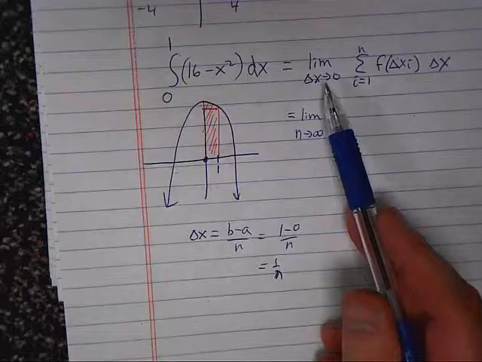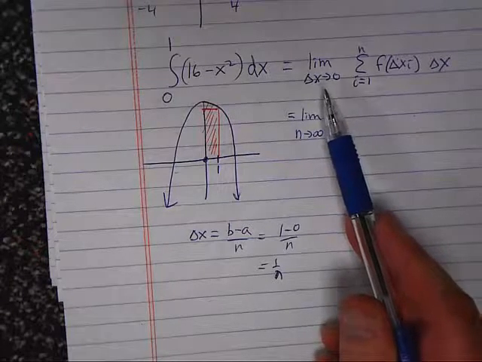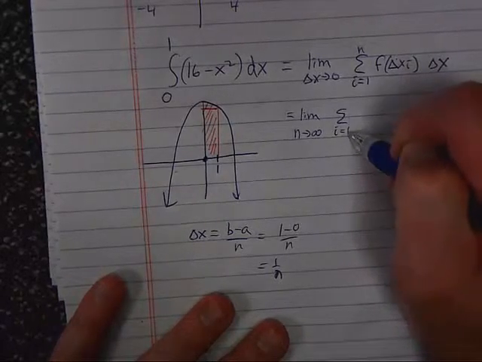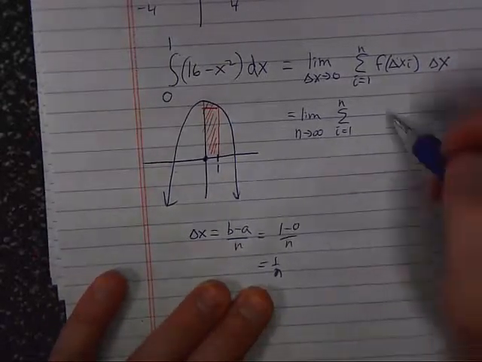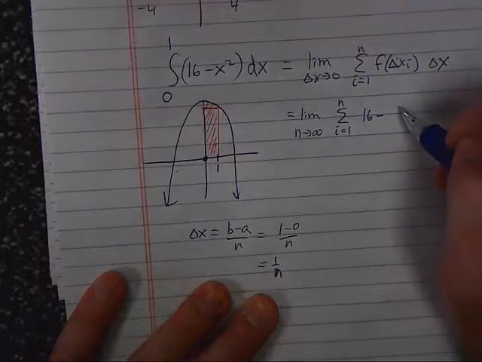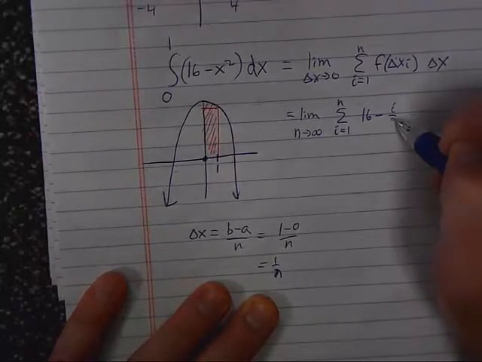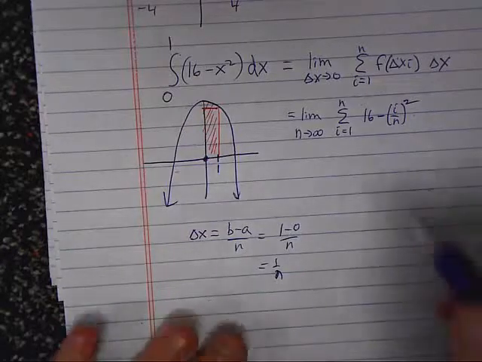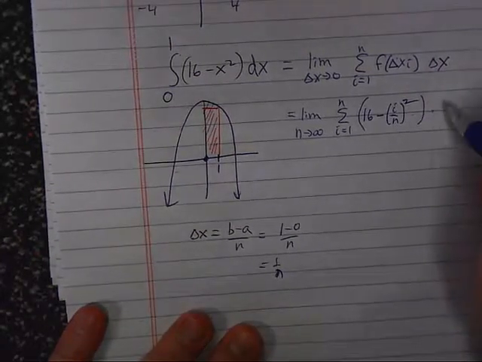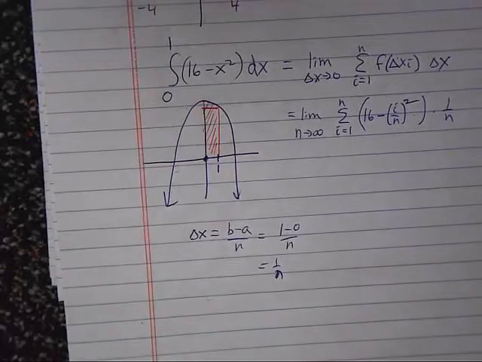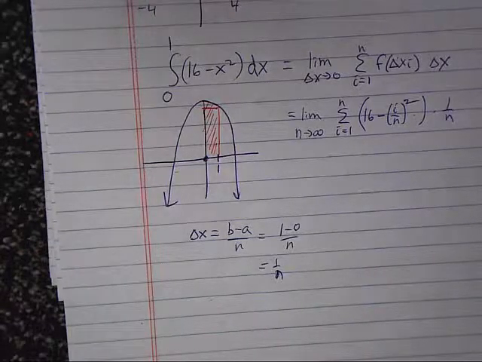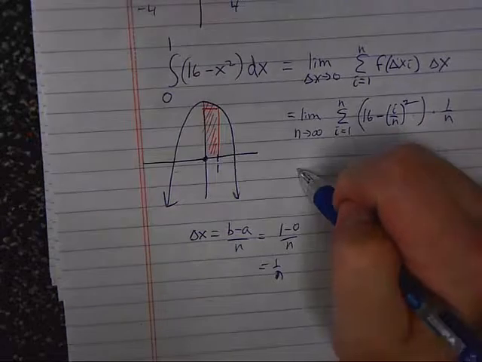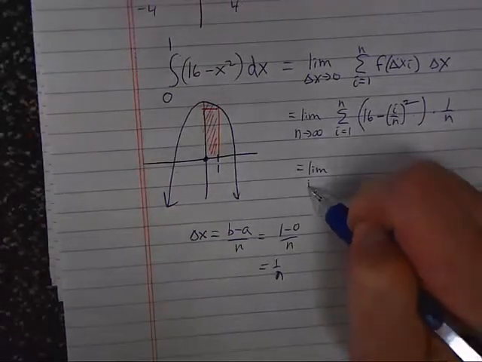That's saying we got to make each rectangle get skinnier and skinnier and skinnier, which is the same as saying we got to build more of them. Sum from i equals 1 to n. I'm going to have 16 minus i over n squared. That's going to be the height of each rectangle. And 1 over n will be the width of each rectangle. That's going to be the limit as n goes to infinity.